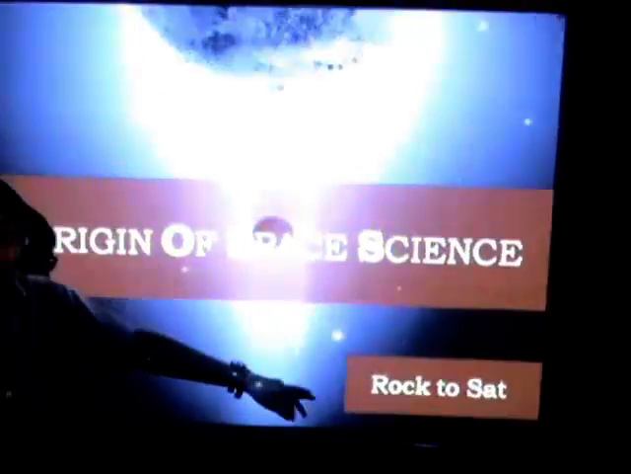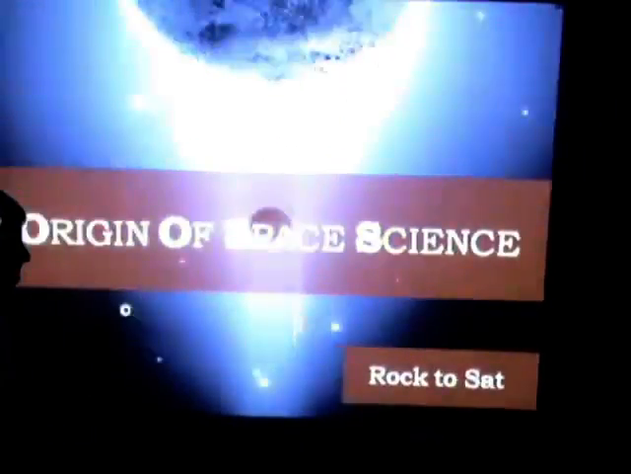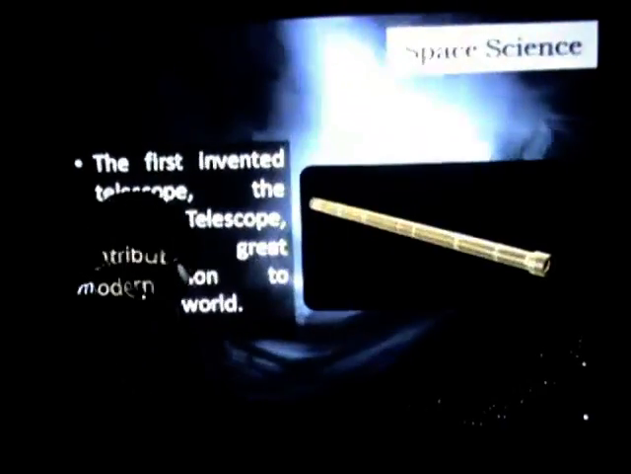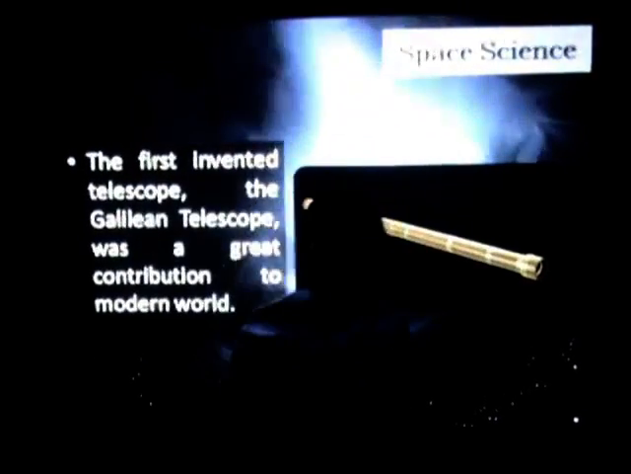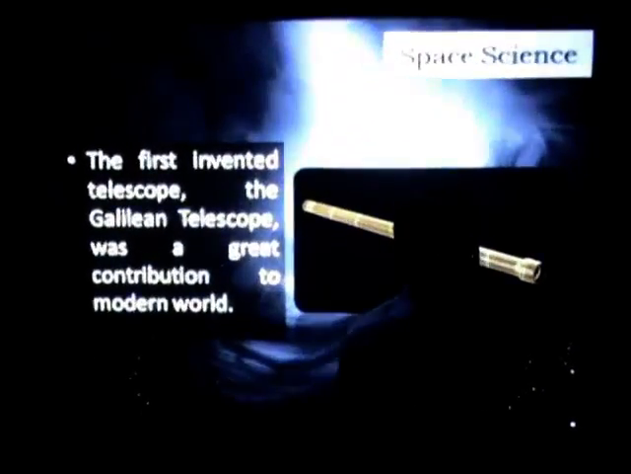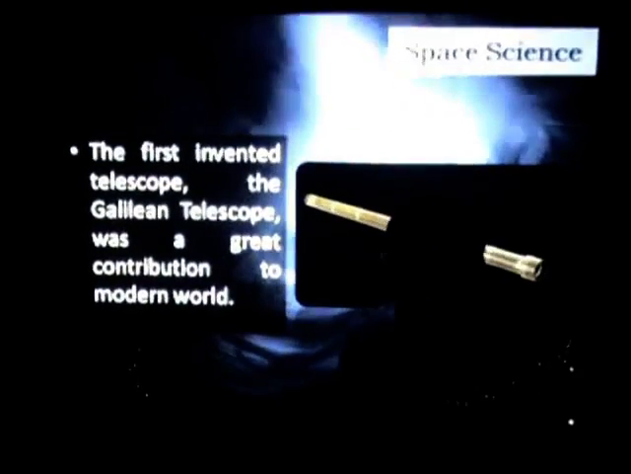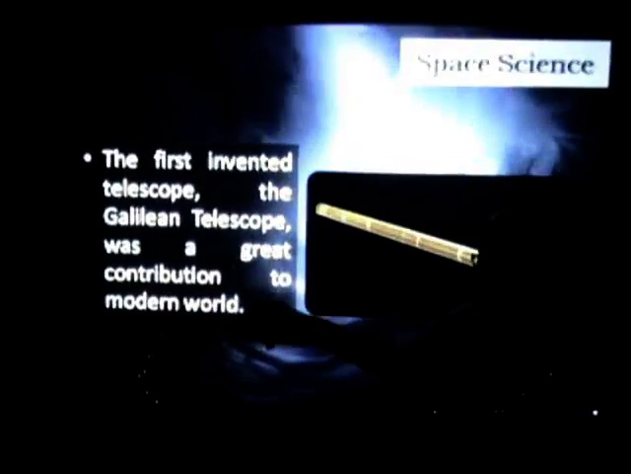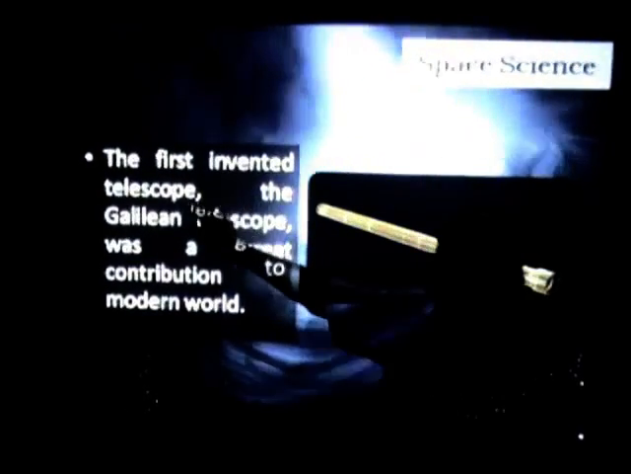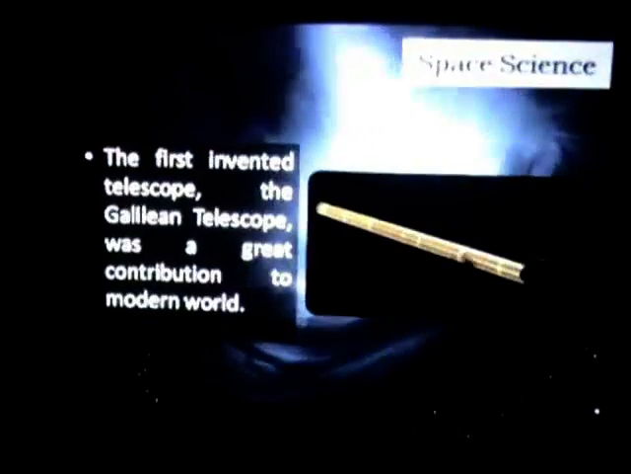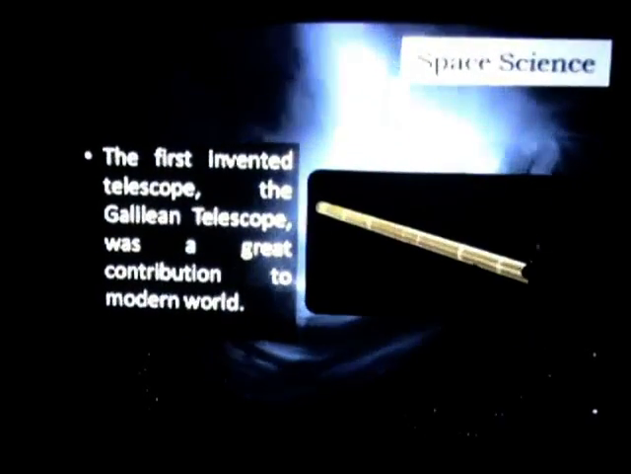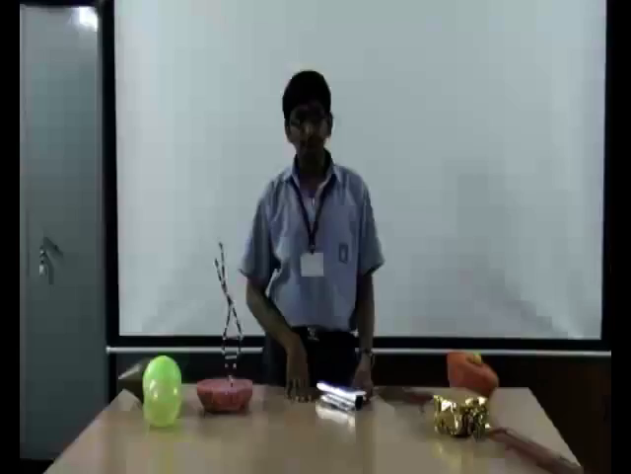Origin of space science, that is from rocket to satellite. We possess a natural curiosity to ask the question why. As a result of curiosity, Sir Nicolaus Copernicus found that the earth is spinning around the sun and is not the center of the universe. A similar example of the curiosity of human beings is the first invented telescope by Galileo, the Galilean telescope, which uses a convex and a concave lens.